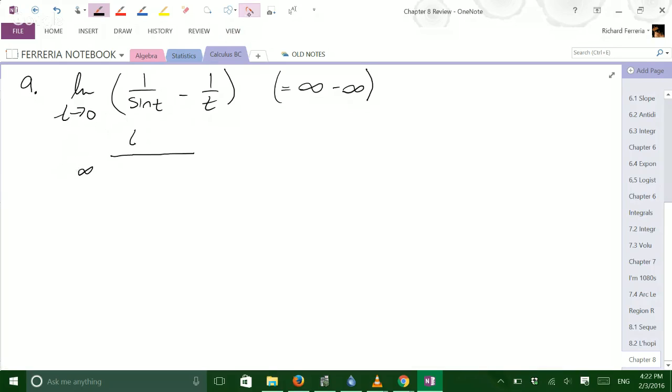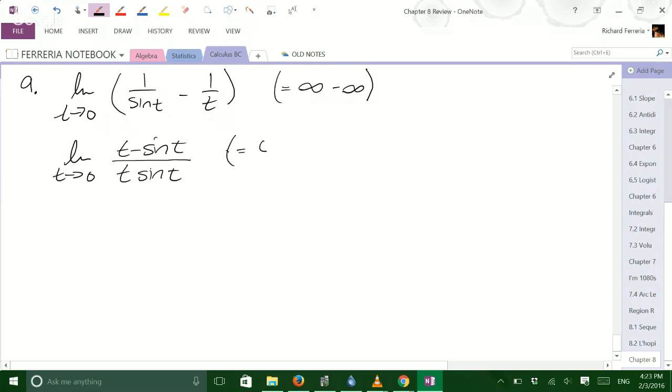Limit as t approaches 0 of t minus sine t on top of t sine t. Okay, so now I've created an indeterminate form where I can use L'Hopital's rule. And that's the key: get yourself to an indeterminate form where you can use L'Hopital's rule. Now we take the derivatives. Limit as t approaches 0.